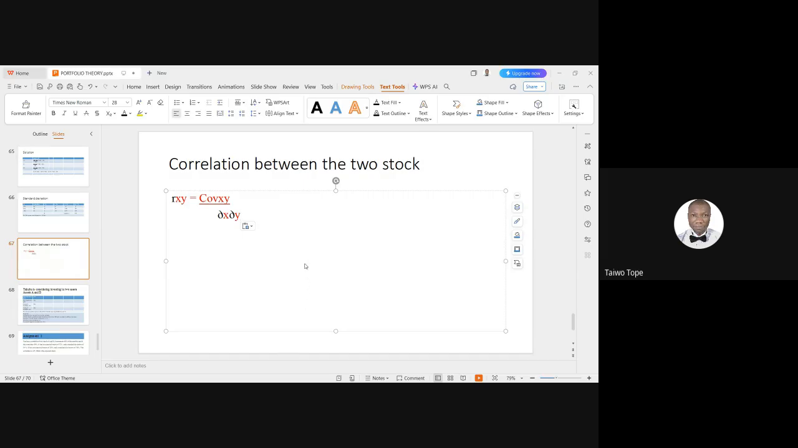So X and Y, of X, the covariance of X and Y. What will be the covariance of X and Y? What will be your formula for covariance of X and Y?